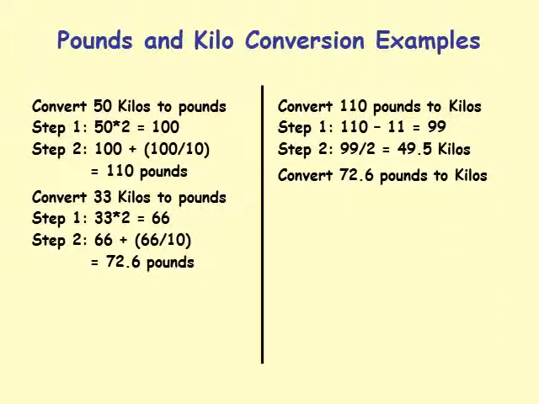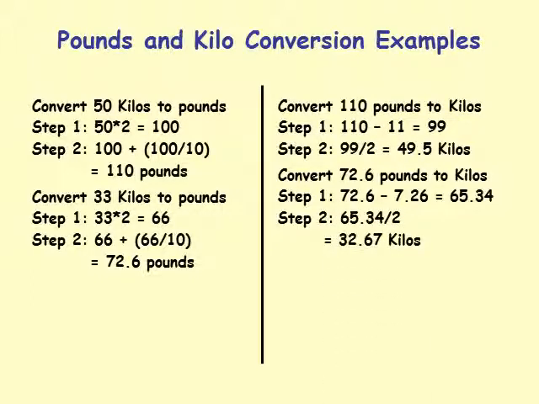Let's revert that. Convert 72.6 pounds to kilos. First subtract a tenth, which is my first approximation, 65.34. Next step is divided by 2, 65.34 divided by 2, which equals 32.67 kilos. So we started with 33 and lost 0.33 kilos in approximation. We are undershooting here, and the deviation is minus 0.33. In the previous example the deviation was minus 0.5. It was still undershooting. Let's continue.